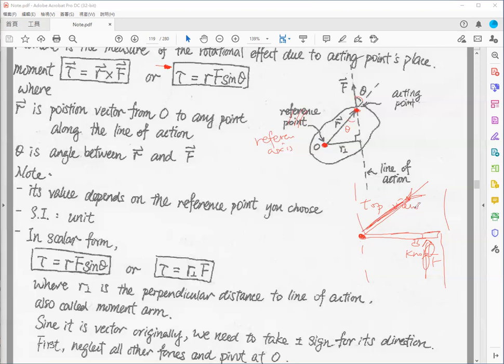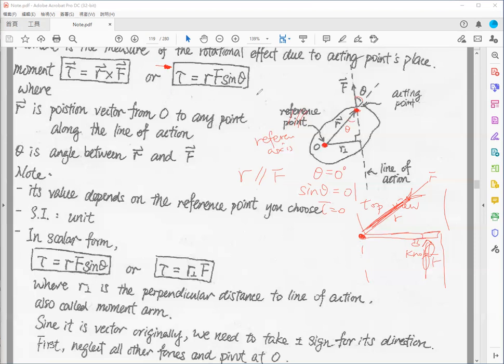So what happens if the force is parallel to R? This is R. If R is parallel to F, then the angle theta is zero, or you may consider it as 180 degrees. It doesn't matter, since sine 0 degrees or sine 180 degrees still gives you sine theta equal to 0. So that means the torque is 0, and the object does not rotate. This gives you some idea why there is a sine theta.